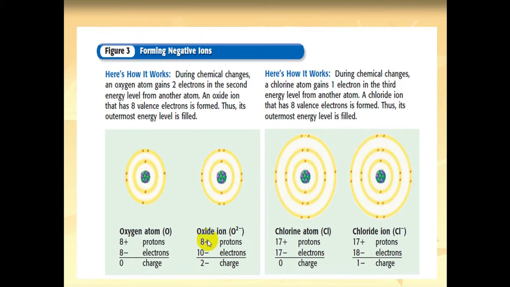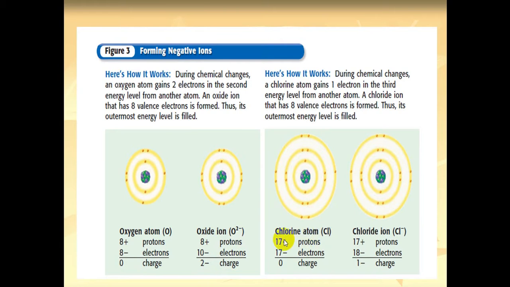So now we have 8 protons, like in the atom. And now how many electrons do we have? We have 10 electrons. So the overall charge will be, which one is more? Electrons, by 2 more electrons. So the overall charge is minus 2. This is the oxide ion.